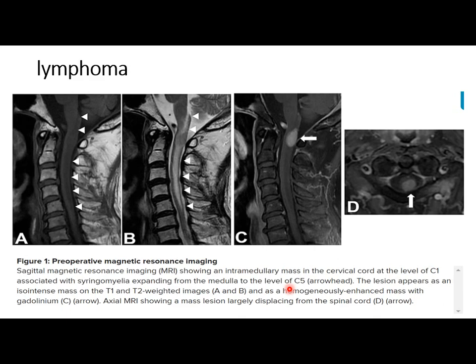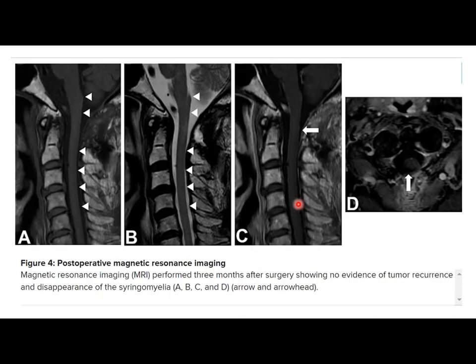In this case, there is a C1 lesion associated with syringomyelia expanding from the medulla to the level of C5, and the lesion appears as an iso-intense mass on the T1 and T2 weighted images with homogeneous enhancement on the post-contrast image. This is the same patient with lymphoma 3 months post-operatively, where it is completely not seen, and there is no tumor recurrence.